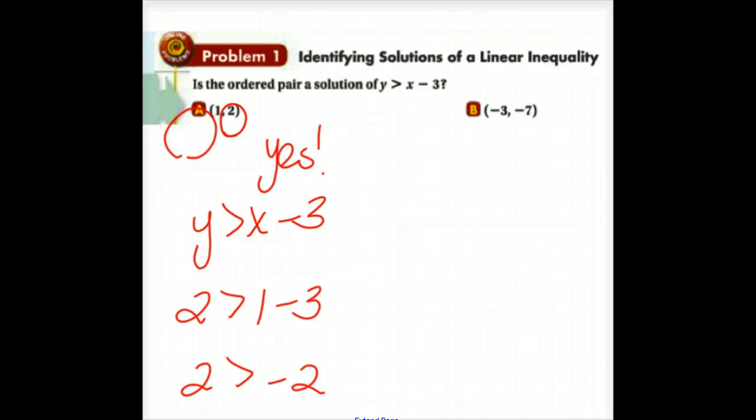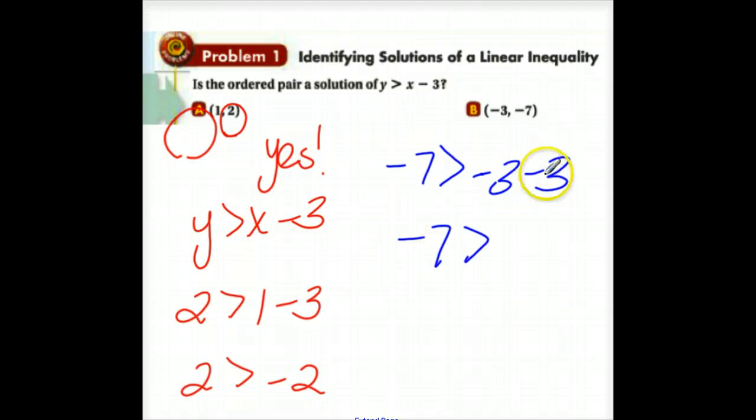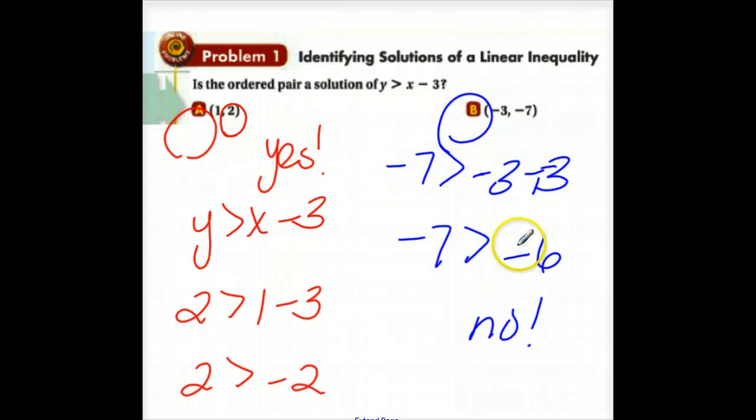Let's try B. -7 in for y, -3 in for x, minus 3. Oops, I don't need the x in there. Sorry, -3 minus 3. -7 stays. -3 plus a -3 is -6. -7 is not greater than -6, so this ordered pair is not a solution.